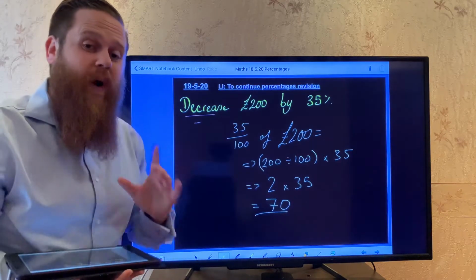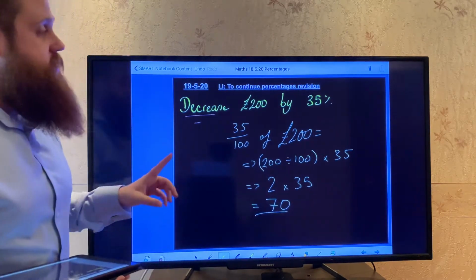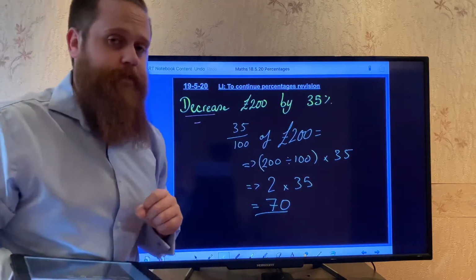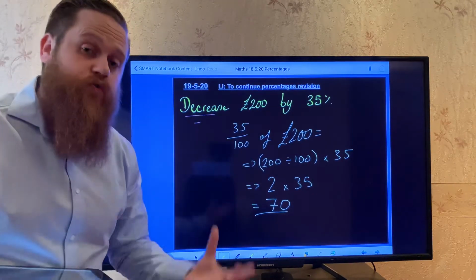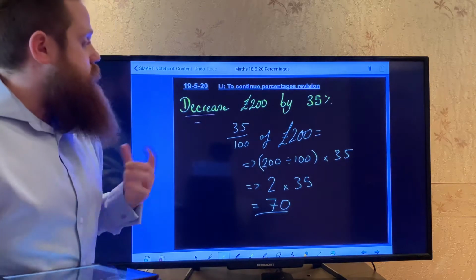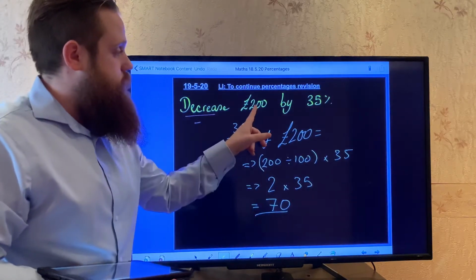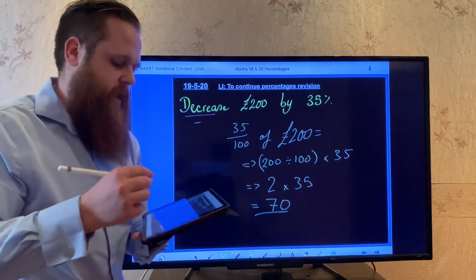But I'm not quite yet finished. Because the question doesn't say find 35% of 200. No. It says decrease, go down. So therefore, I'm going to have to minus 200 minus 70 for my final step.